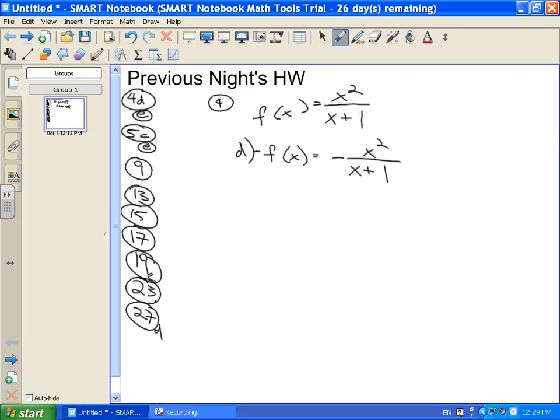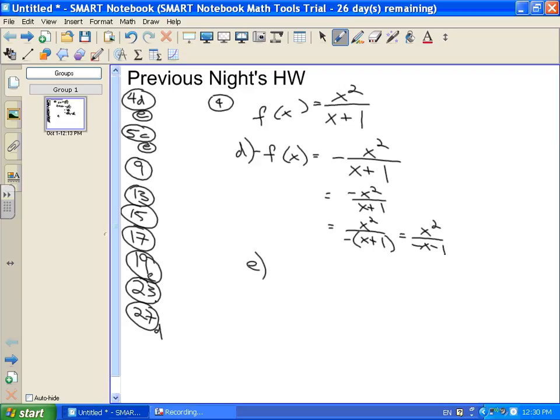Done. Or you could put it in the top. Or you could put it in the bottom. It doesn't really matter where that negative goes, as long as it's only in one place. If you put it in the bottom, then you have to be careful. So I also would have accepted this. Or if you distribute it. All 4 of those are acceptable.